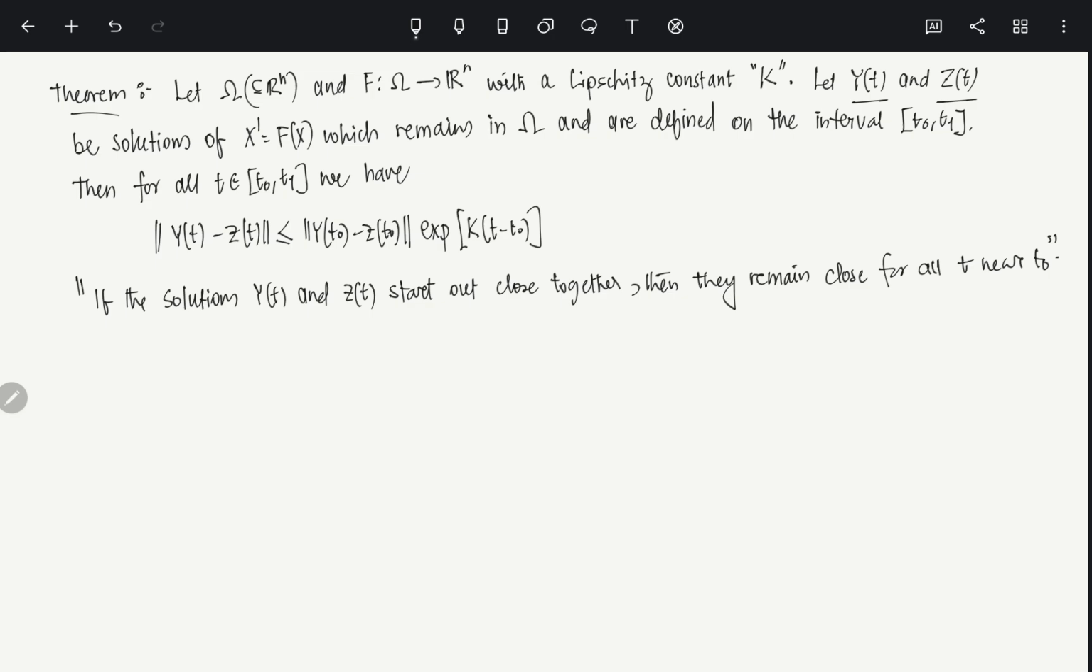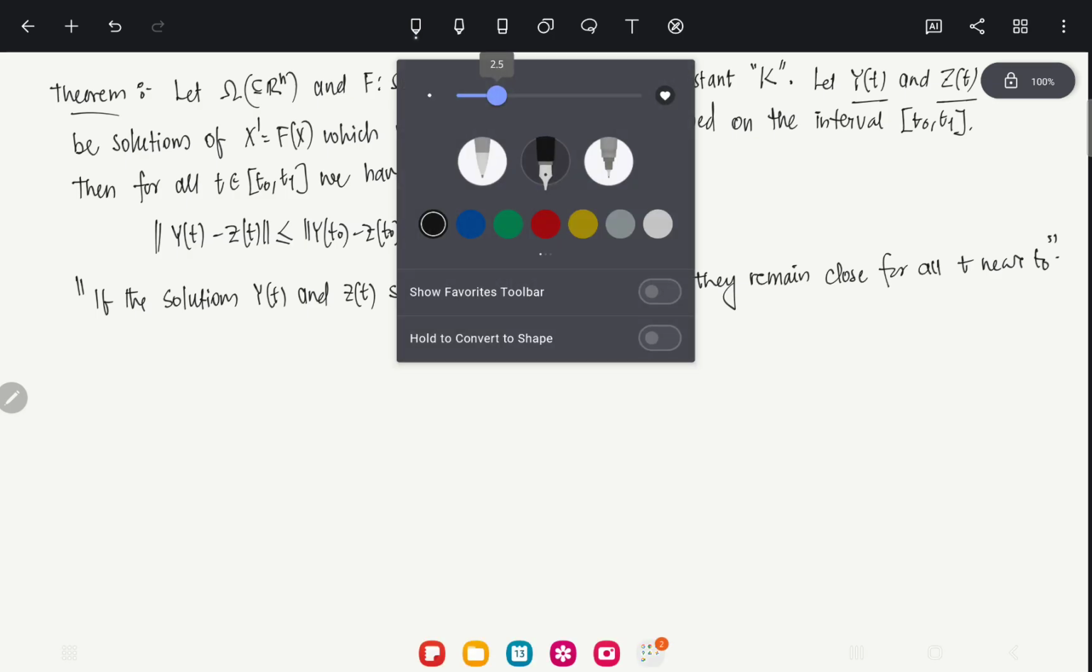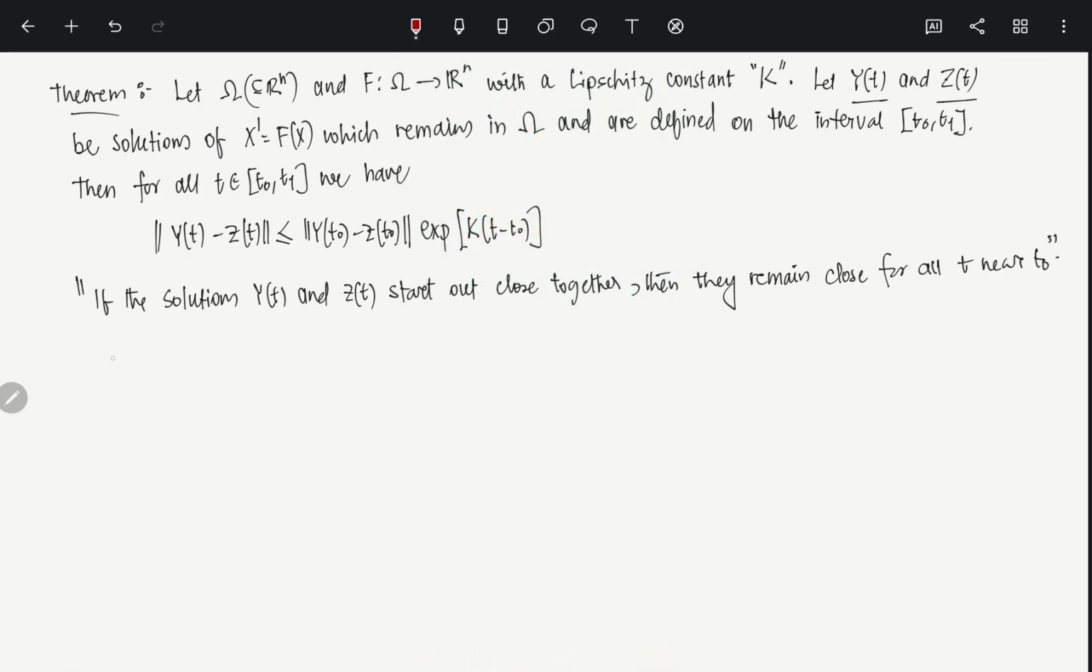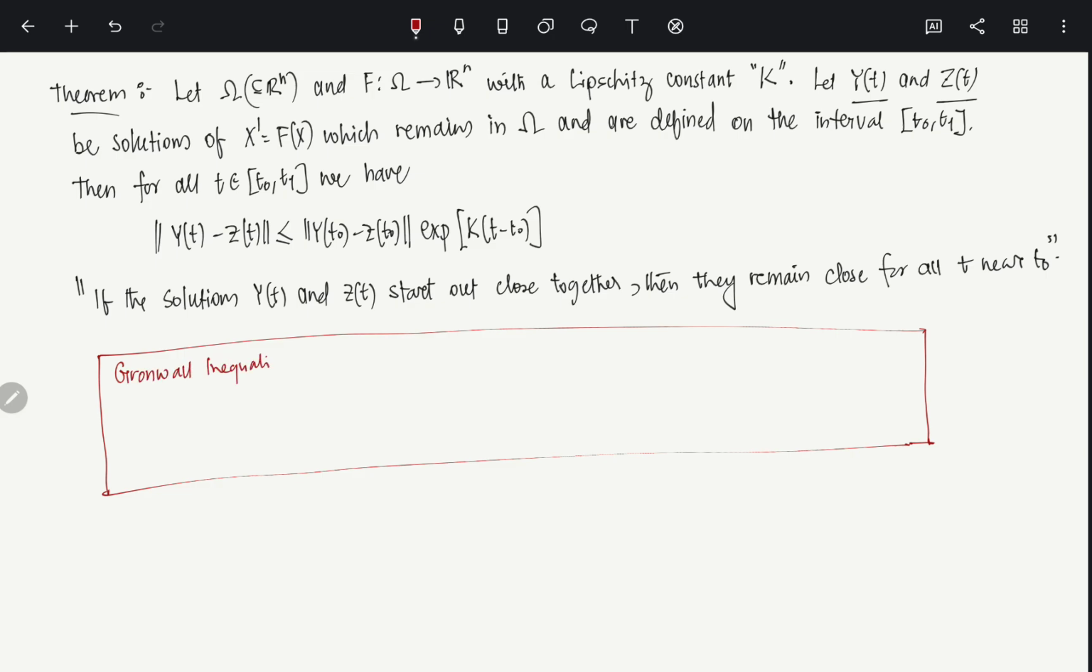Okay, so the proof is extremely easy. What we are going to use is the Gronwall inequality. Since that was done in week 1, I will just quickly give the statement of Gronwall. As I told you, this is very, very important. Let me just write it down. The proof I am not doing because we already did it.